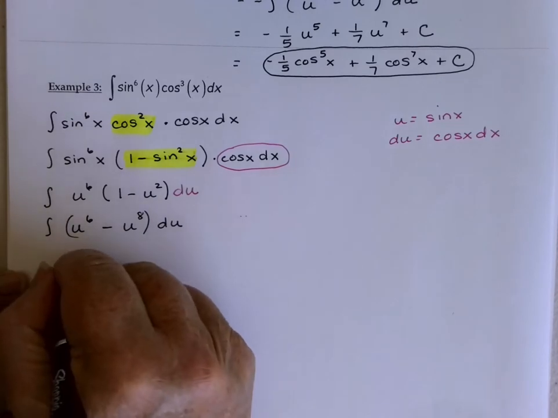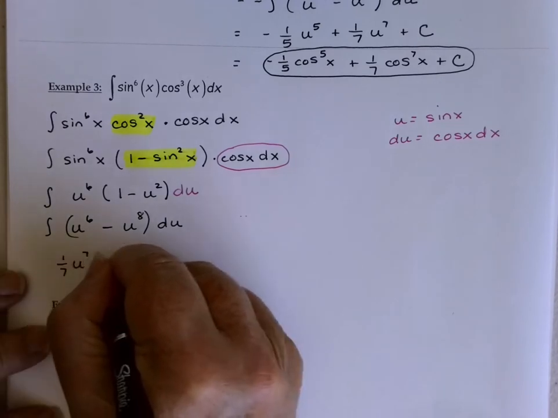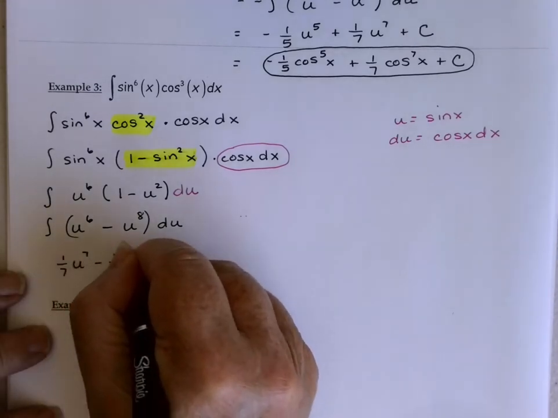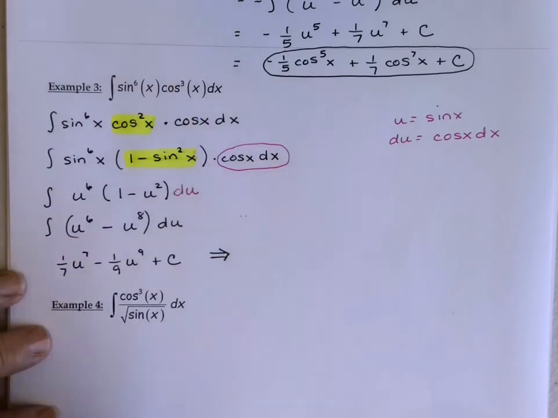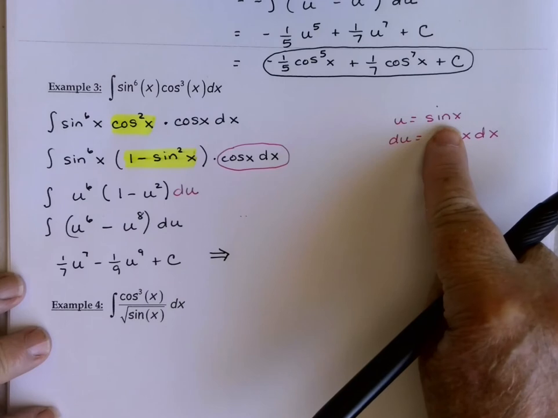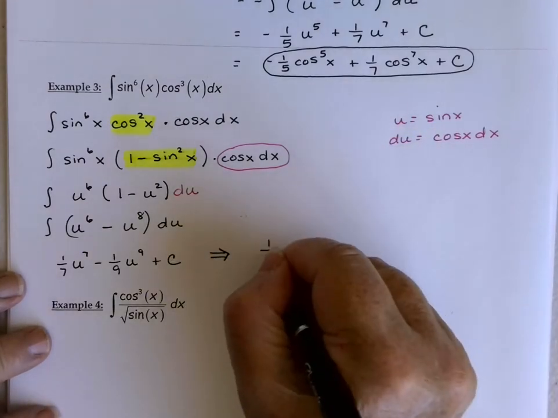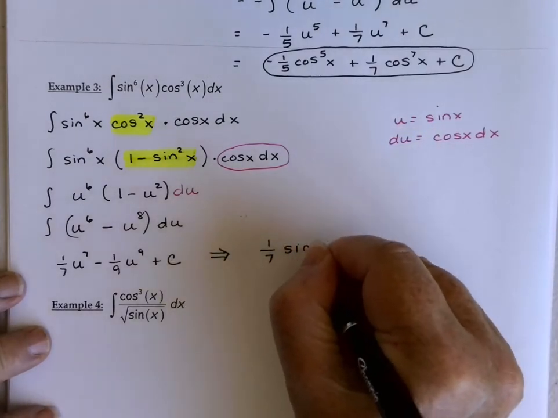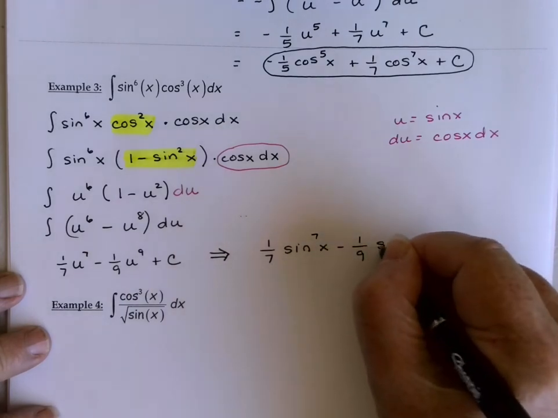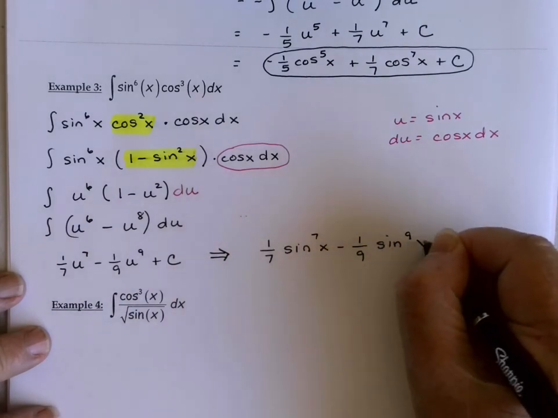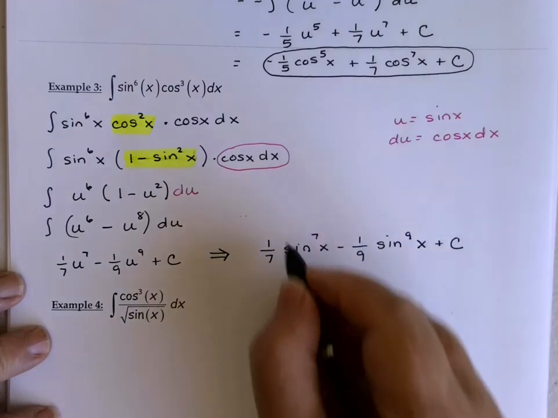So I'd have 1/7 u to the 7th minus 1/9 u to the 9th plus c, or plugging back in u is sine x. I would have 1/7 sine to the 7th of x minus 1/9 sine to the 9th of x plus c.